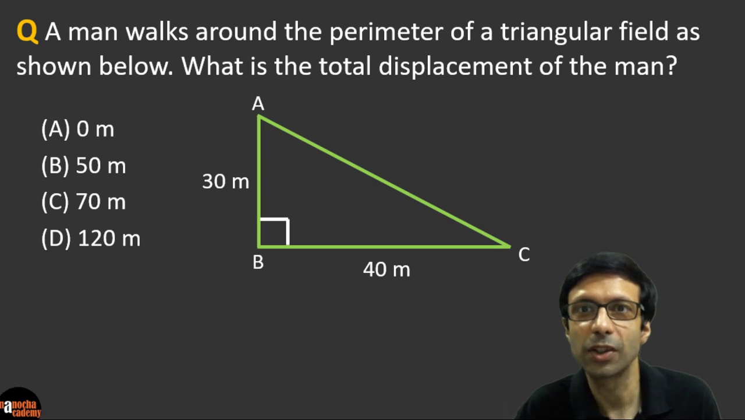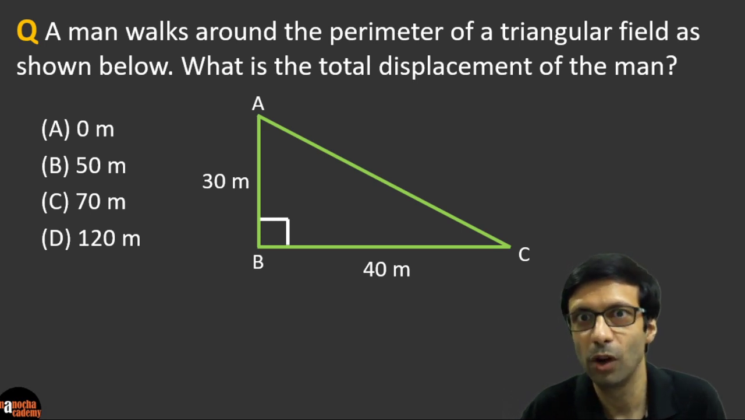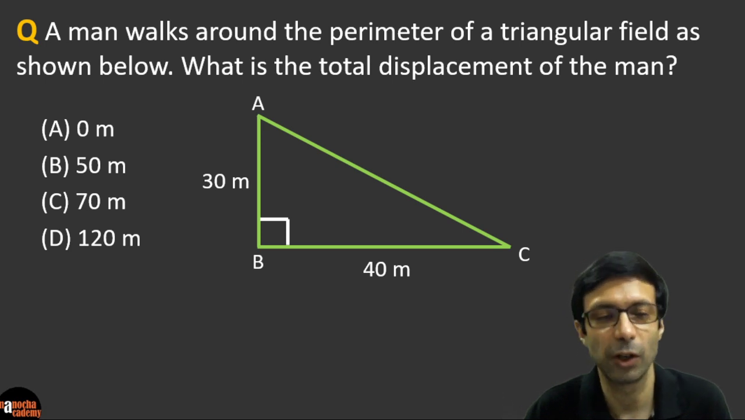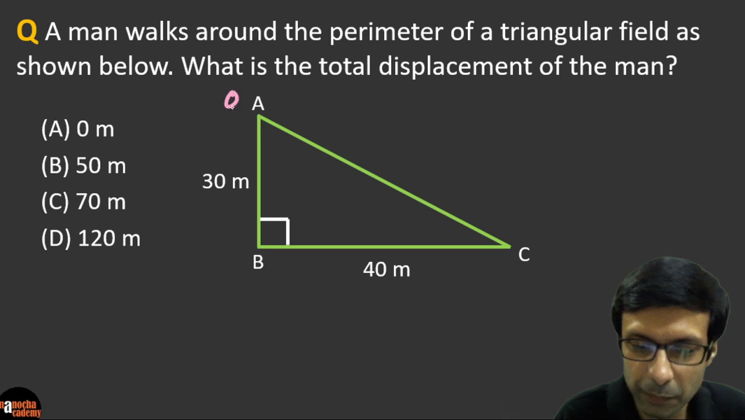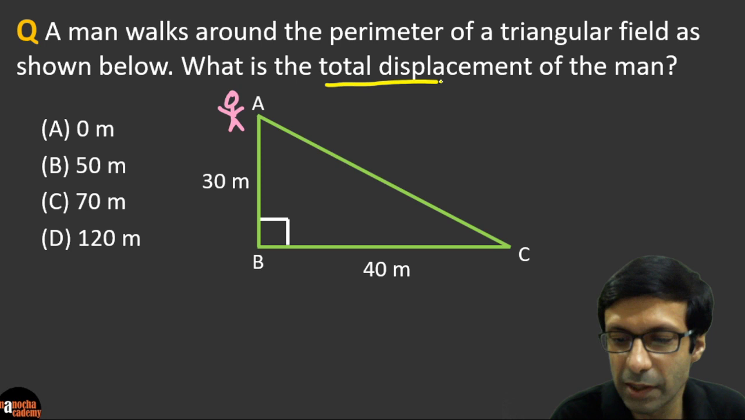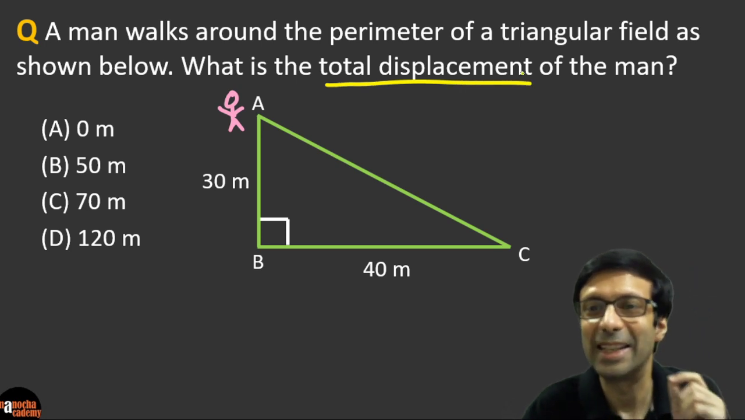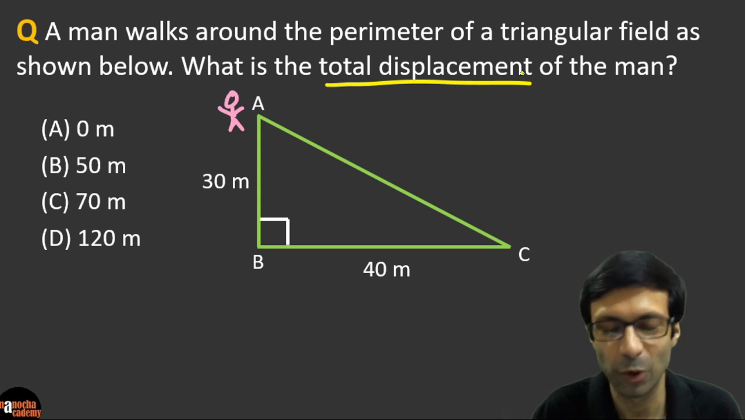A man walks around the perimeter of a triangular field as shown below. What is the total displacement of the man? So it's similar to the previous question, but now we are interested not in the total distance, but the total displacement of the person. So guys, what do you think is going to be the answer?